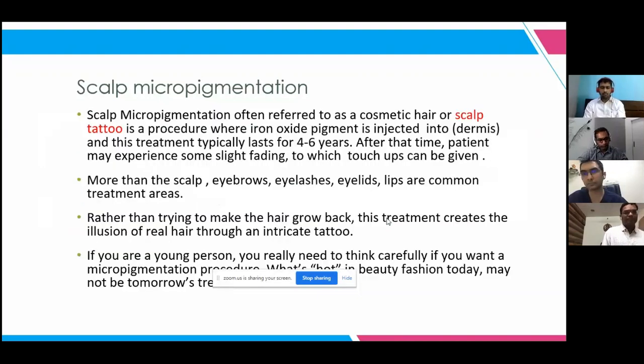Micropigmentation is often referred to as scalp tattoo. More than the scalp, eyebrows, eyelashes, eyelids, lips are common treatment areas. Rather than trying to make the hair grow back, this treatment creates an illusion of real hair through an intricate tattoo. So what you think to be a hot procedure or beauty fashion today may not be well accepted by tomorrow. So that's why you should be very careful when you are giving scalp pigmentation to a young individual. So be careful about young individuals. That's what they have mentioned.